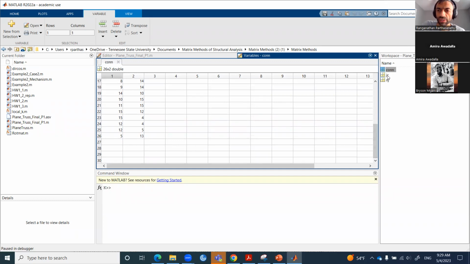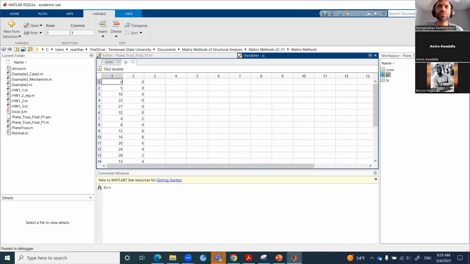Okay, this is okay. Let's check again the joint coordinates. Joint 1, 0, 0. Joint 2, 5, 0. 3, 10, 0. 4, 22, 0. 5, 27, 0. 6, 32, 0. Okay. Then 7, 4, 2. 8, 8, 4. 9, 12, 6. 10, 16, 8. 11, 26, 12. 12, 24, 4. 13, 28.